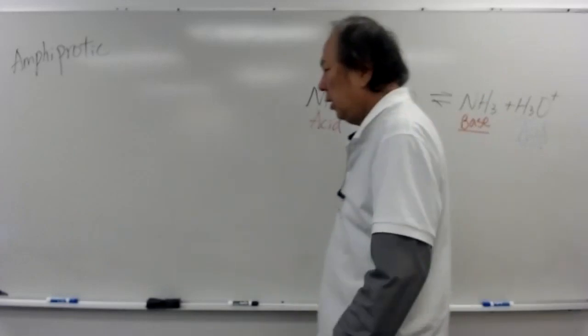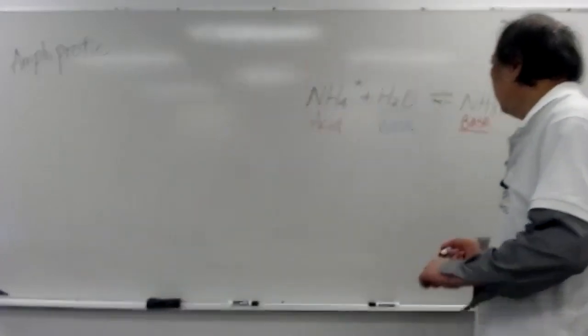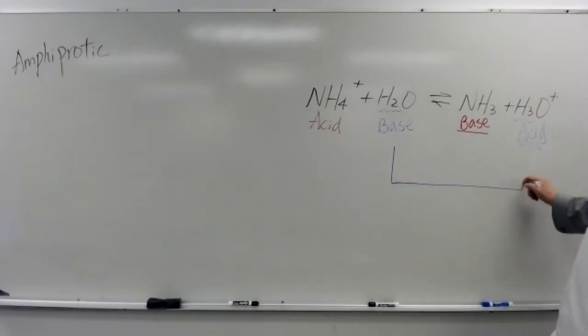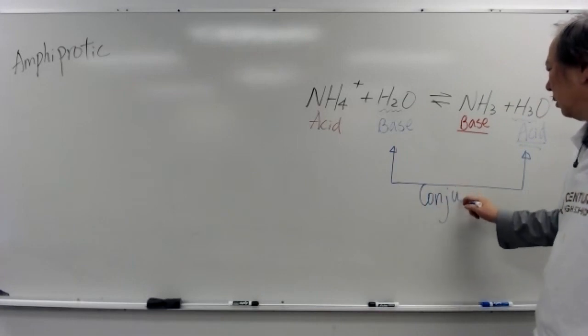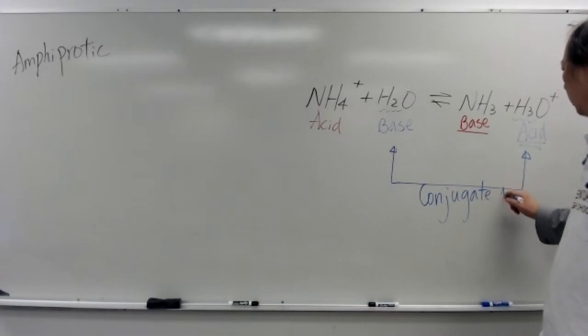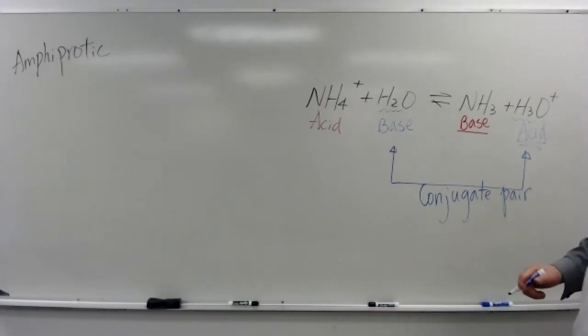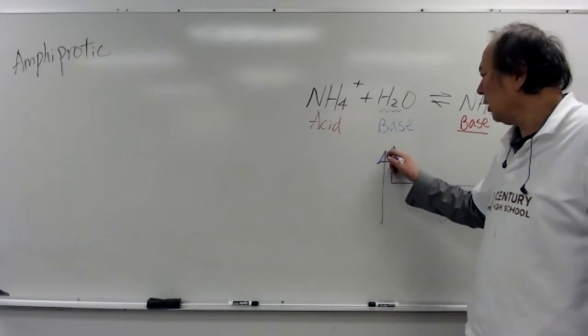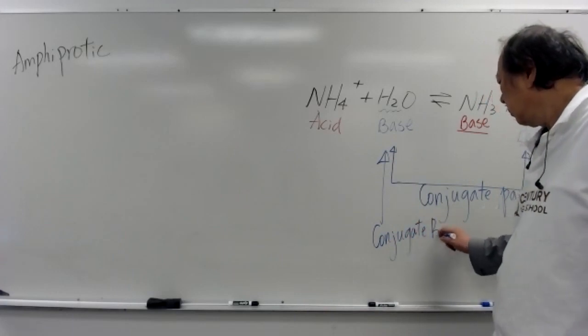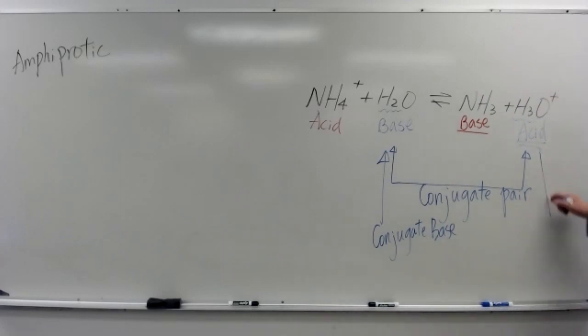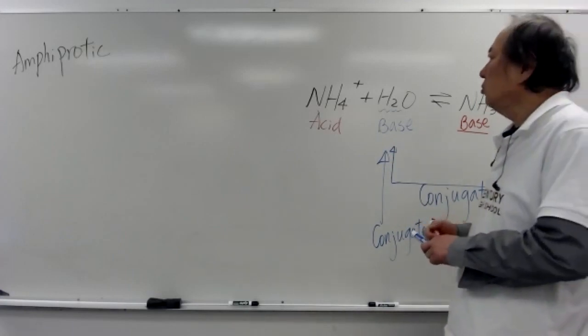Those two are a pair. We call it the conjugate pair. This one is the conjugate base. This one is called the conjugate acid. Those two are called the conjugate pair.